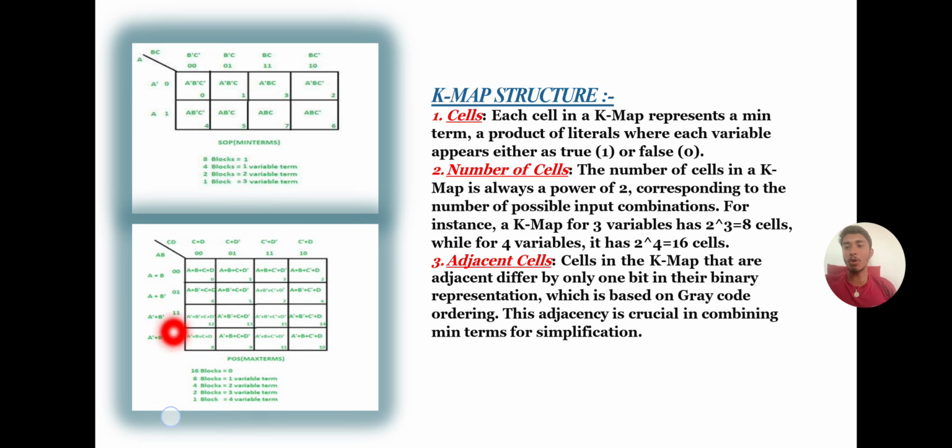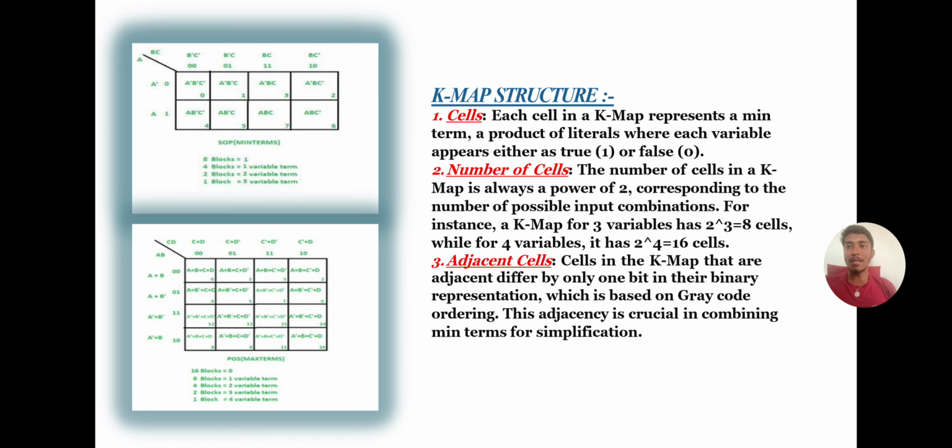This is a 4 cross 4 matrix, so we have 16 cells: 1, 2, 3, 4, 5, 6, 7, 8, 9, 10, 11, 12, and 13, 14, 15, 16. Then the concept of adjacent cells: adjacent cells in the K-map differ by only 1 bit in the binary representation.